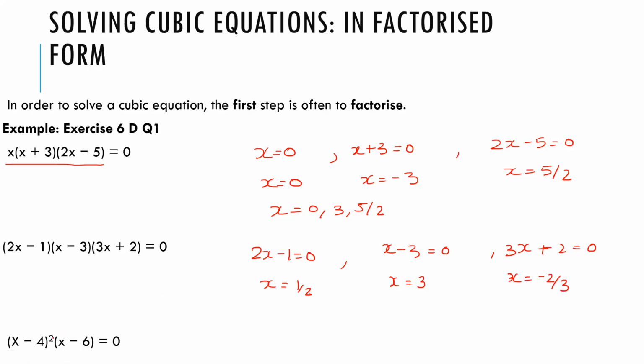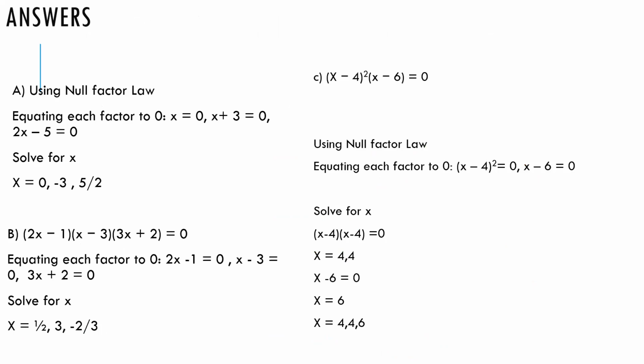Now for this one, x minus 4 squared and x minus 6, again the same thing. The x minus 4 squared can be rewritten as x minus 4, x minus 4, and x minus 6. So you will see there will be two same solutions. It would be x equals 4, x equals another 4, and positive 6. So when one of the factors is a perfect square, you will end up getting the similar values. So this is the solution.